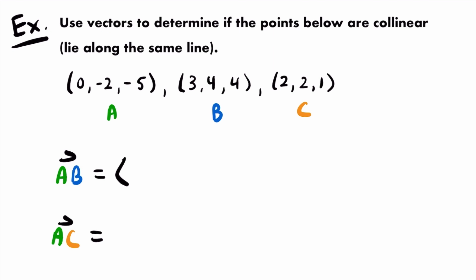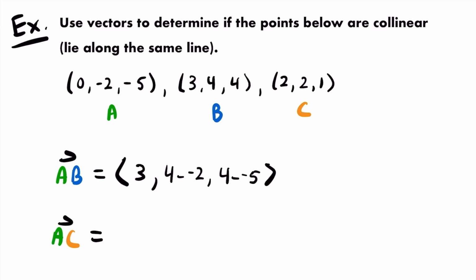So we're going to need to find position vectors by taking the difference of our x coordinates, y coordinates, and z coordinates for our points. All right, so for vector AB, the terminal point is point B and the initial point is point A. So we're going to be subtracting the coordinates of point A from the coordinates of point B. Okay, so for the x component, we'll have 3 minus 0, which is 3. So I'm just going to write 3. For the y component, we'll have 4 minus negative 2. Then for the z component, we'll have 4 minus negative 5.